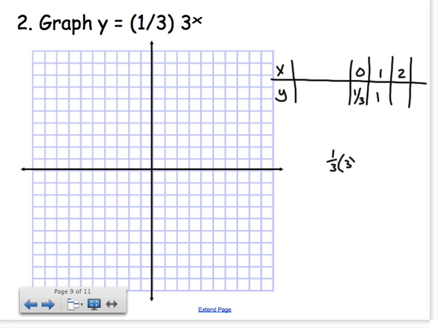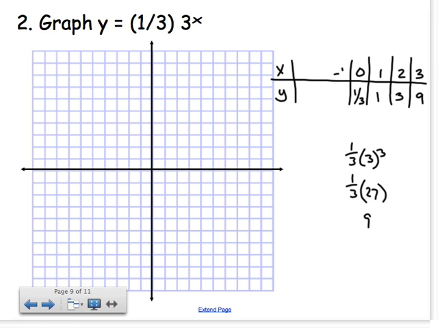1/3 times 3 squared. 3 squared is 9, and 1/3 of 9 is 3. Let's go one more and see what happens. Let's plug in 3: 1/3 times 3 cubed. 3 cubed is 27, and 1/3 of 27 is 9. That's good. That should be a pretty good idea of what it looks like on the right side.